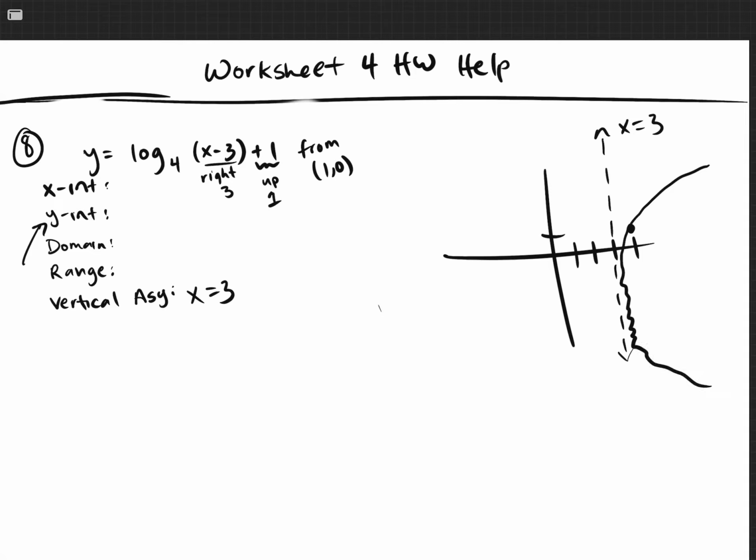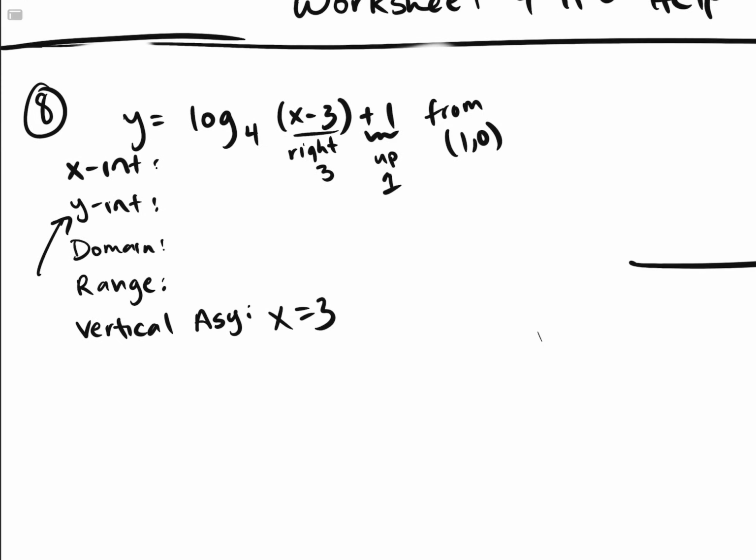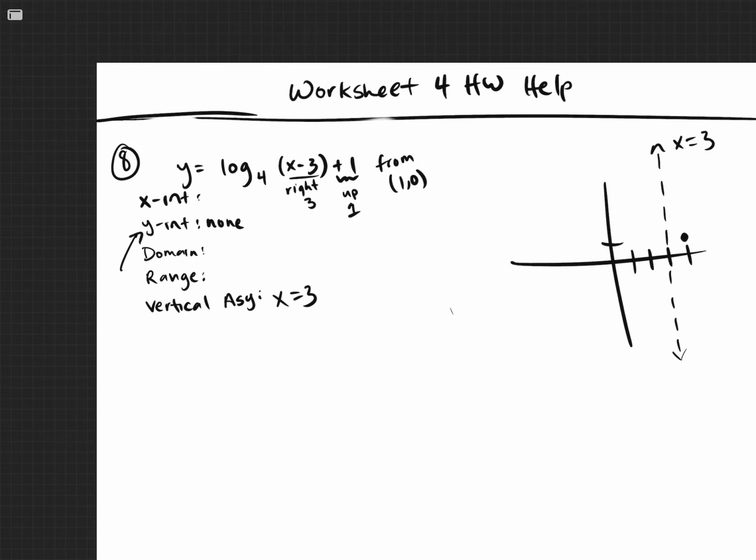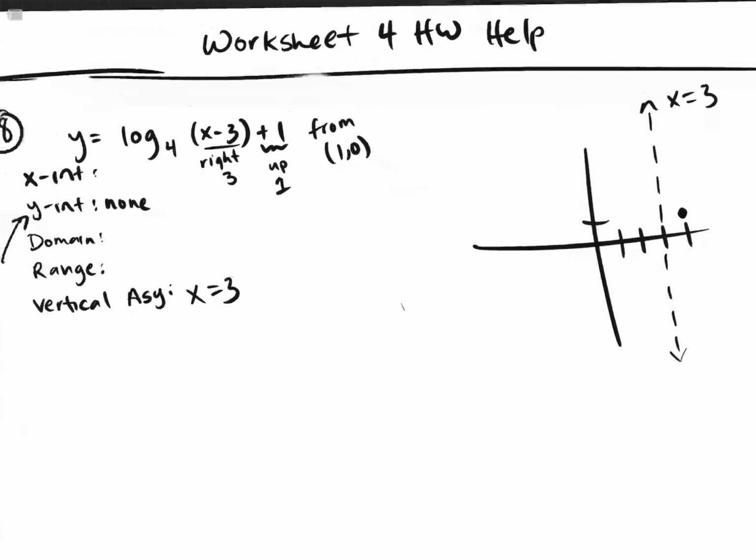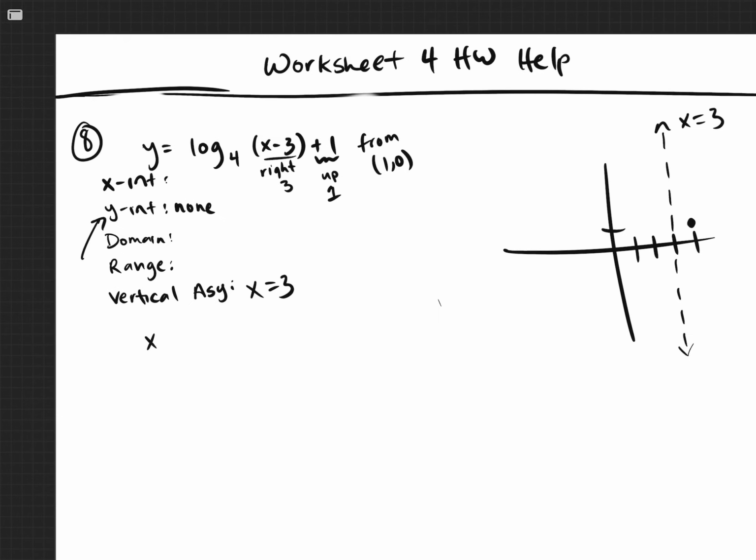The nice thing about that is it's going to eliminate some work. We want to find the y-intercept at some point, but this graph will never, ever cross that vertical asymptote. That's what it does. So what we can identify is it's never going to cross the y-axis. It's impossible. There's no y-intercept. So we can scratch that out. Now we want to find the x-intercept.